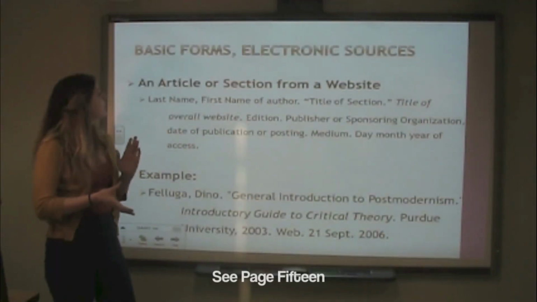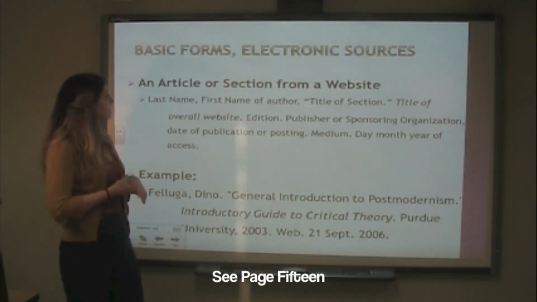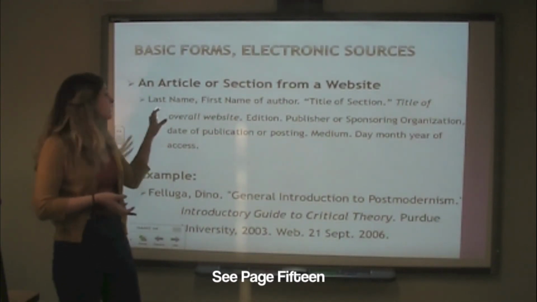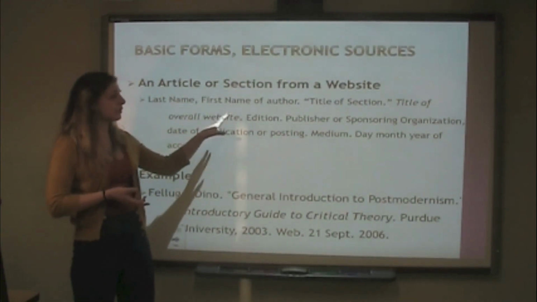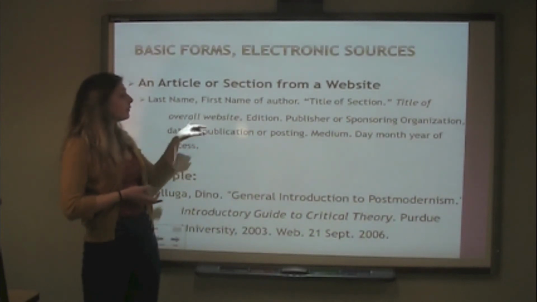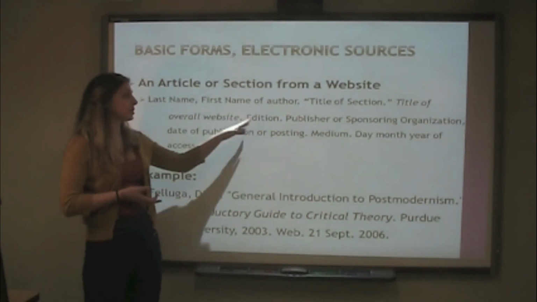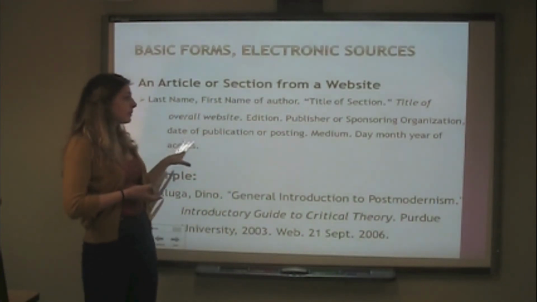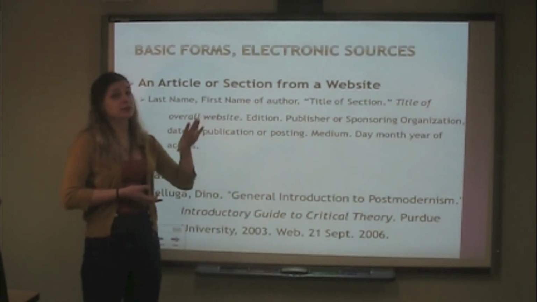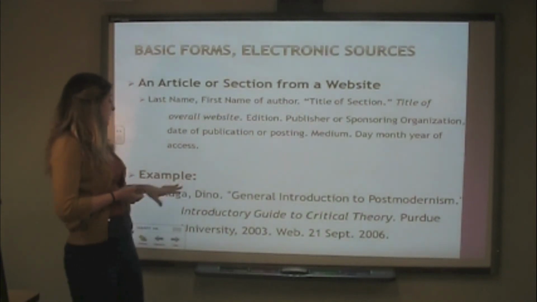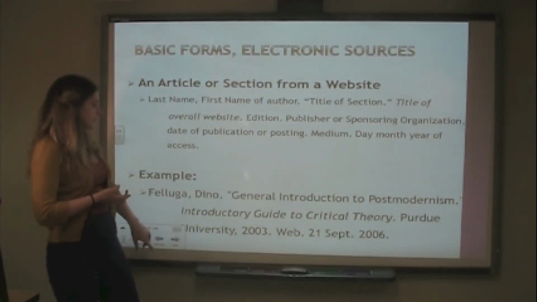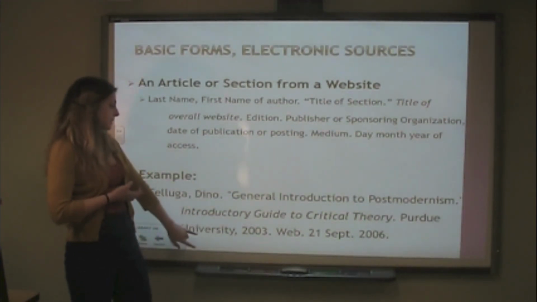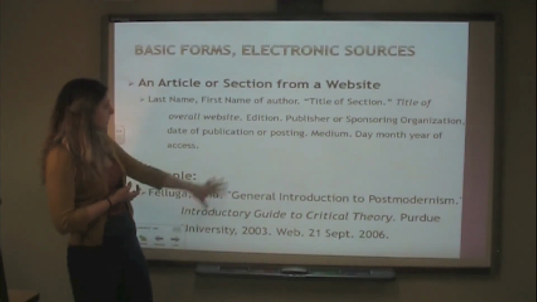So on page 15, an article or section from a website. It's very similar to the one previous. It's last name, first name of author, title of the section, title of the overall web page, edition, and then the publisher or the sponsoring organization, the date of the publication or posting, and then the date you received it as well. So both of those dates need to be on there. And this is what it would look like. You can see here that Purdue University is there as a sponsor, et cetera.